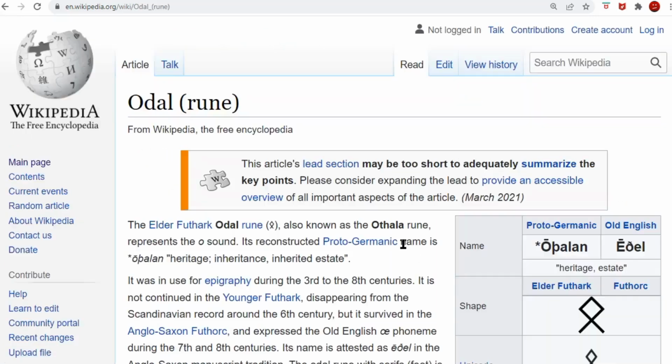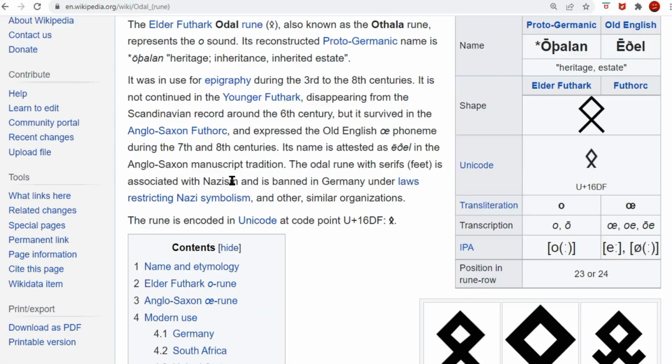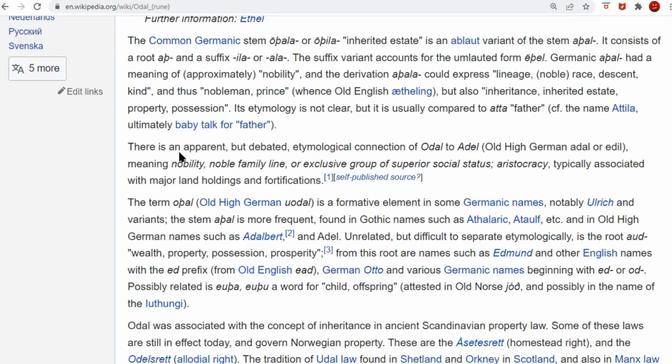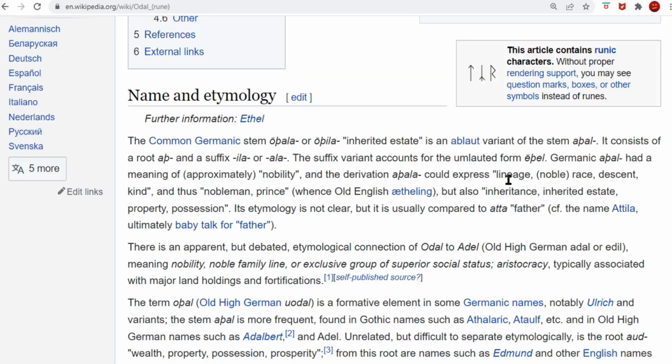And it comes from this ancient ruin, Odal, and they're trying to ban it, saying it has to do with Nazism in Germany, and that's what they do to all our symbols now, because they just don't want people to know. And there's an apparent but debated etymological connection of Odal, whether it means nobility or a noble family line. But it actually just means lineage, or the heir, the one that's getting passed down to, whether you're noble or whether you're just poor, whatever little bit you got. I heir my pocket watch to my son.